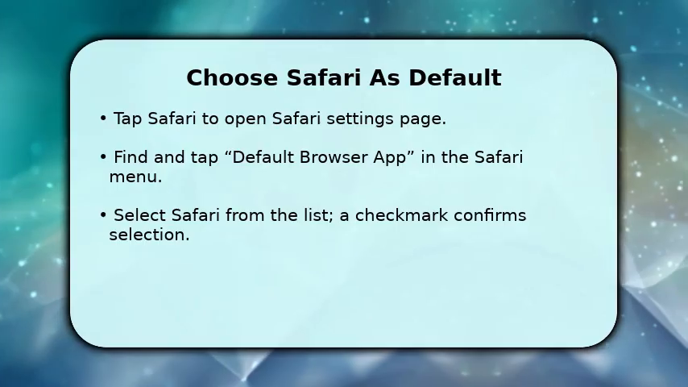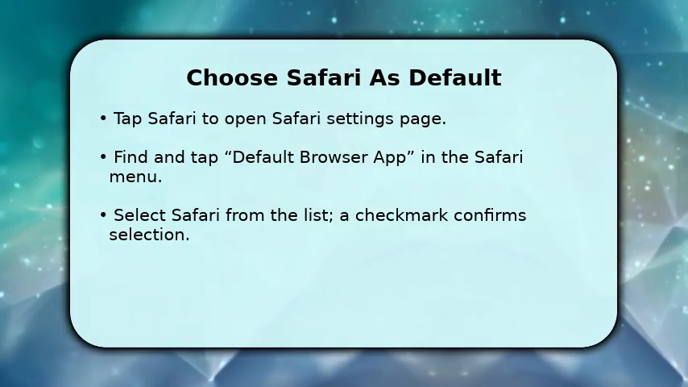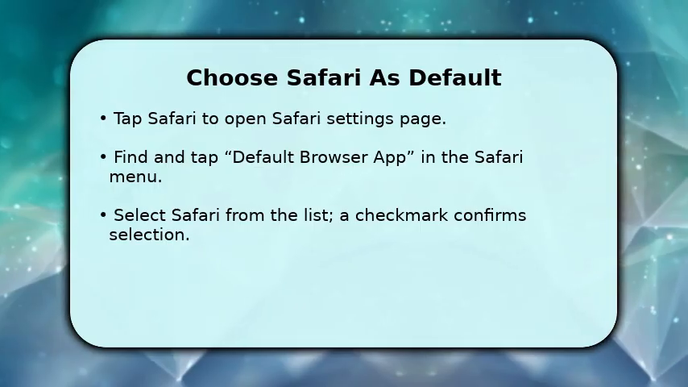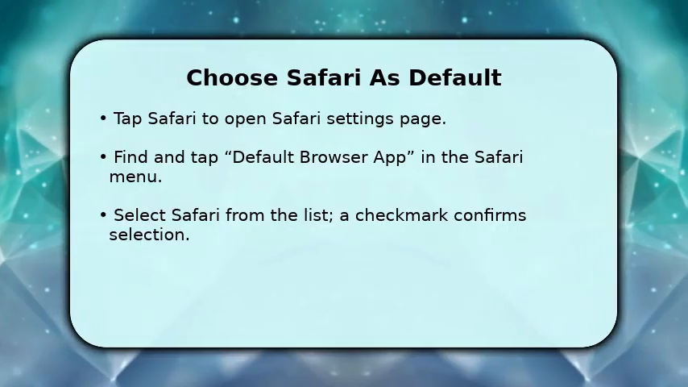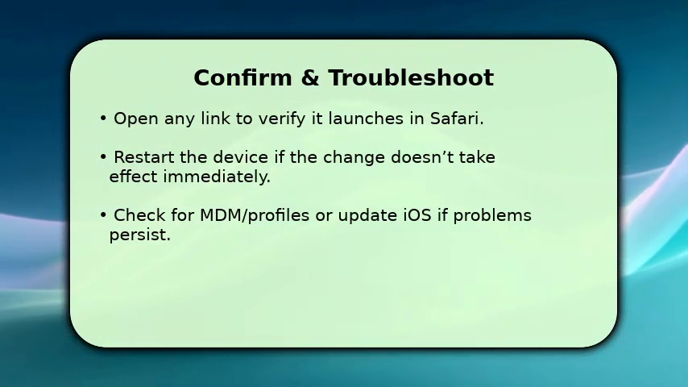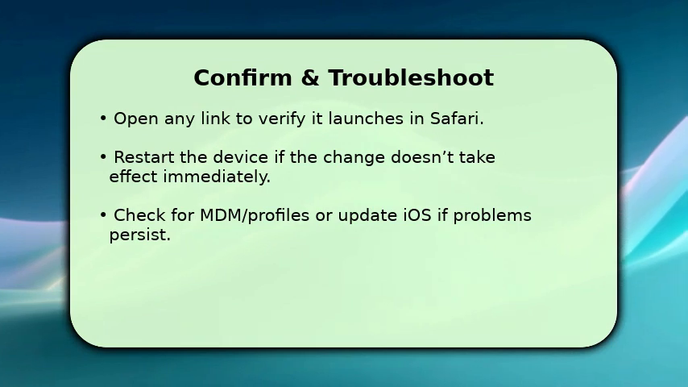Make sure the browser you want is installed and allowed by any device management profile. If Safari isn't listed, check earlier prerequisites or restrictions. Finish by testing a link. Tap a web link in Mail or Messages and confirm it opens in Safari.